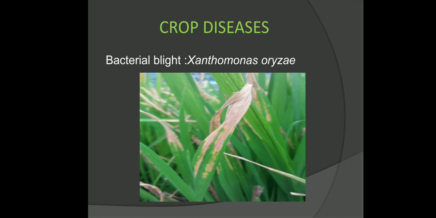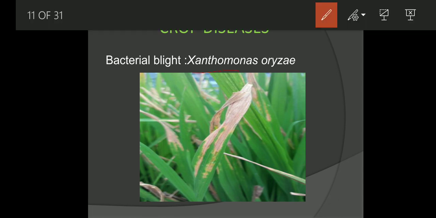Next we have bacterial blight of rice. Bacterial blight of rice is caused by Xanthomonas oryzae. In this, the tip starts wilting, resulting in a decrease of chlorophyll in the tips, followed by the whole leaves. Thus the plant withers and finally dies.